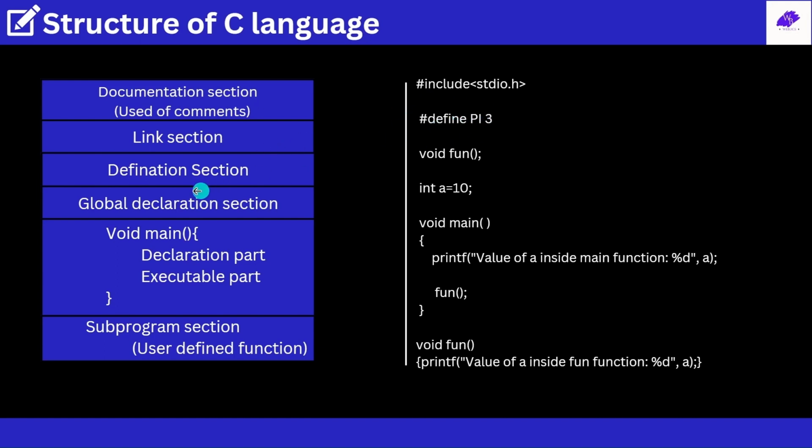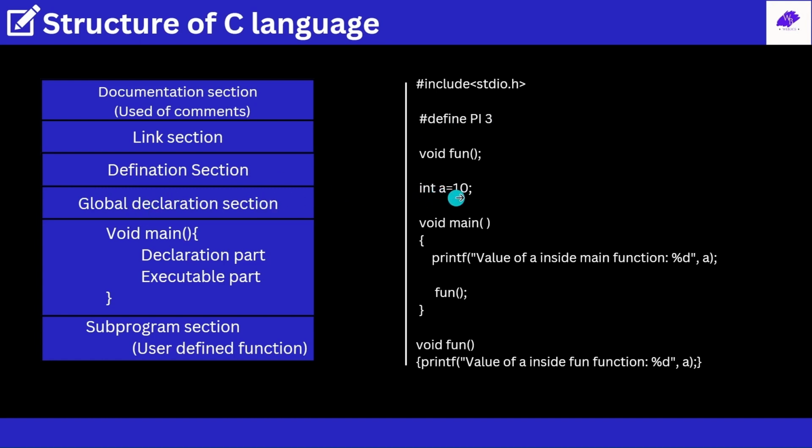Whatever the definition section includes, that is, here we have declared pi as 3. In a program you can never change the value of pi by using any type of function or operation. So whatever we define in this section is a constant in your program and can't be changed later on. So next is the global declaration section.